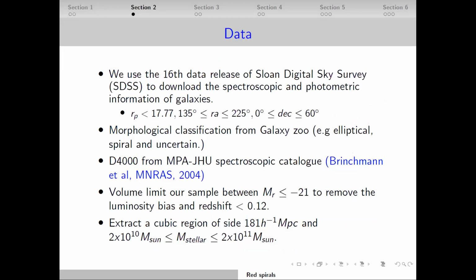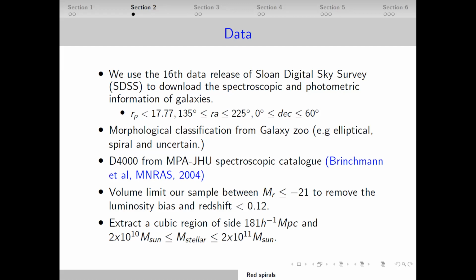Now we come to the data section. Here in this work, we use the 16th data release of Sloan Digital Sky Survey to download various spectroscopic and photometric information of galaxies. While downloading the information, we consider only those galaxies for which the Petrosian magnitude in the R band is less than 17.77, and which are spatially located within a right ascension of 135 degrees to 225 degrees and declination between 0 degrees and 60 degrees.